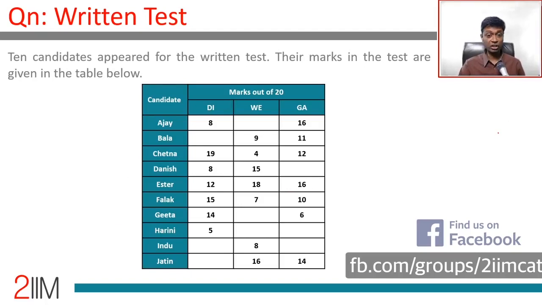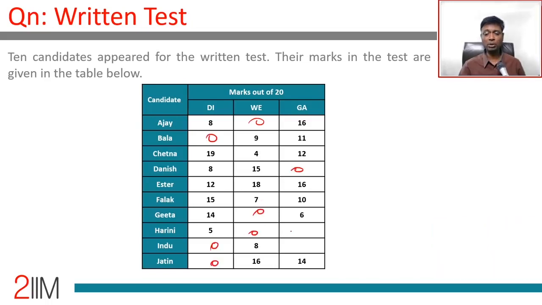Their marks in the test are given in the table below. Obviously, as usual, there are some numbers that are empty. There'll probably be something in the story that helps us fill all this in. Right? So this looks like something where we'll fill a bunch of things and probably have only one final table, or get most of the stuff filled and then jump onto the questions. Right?